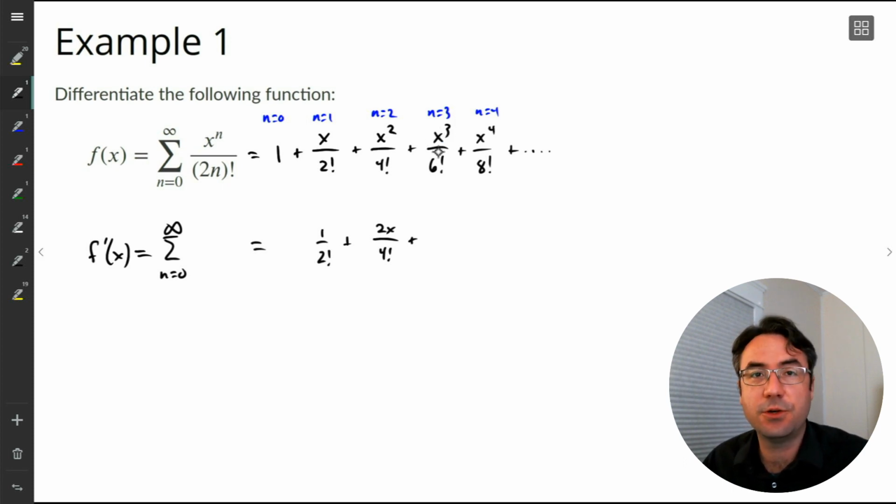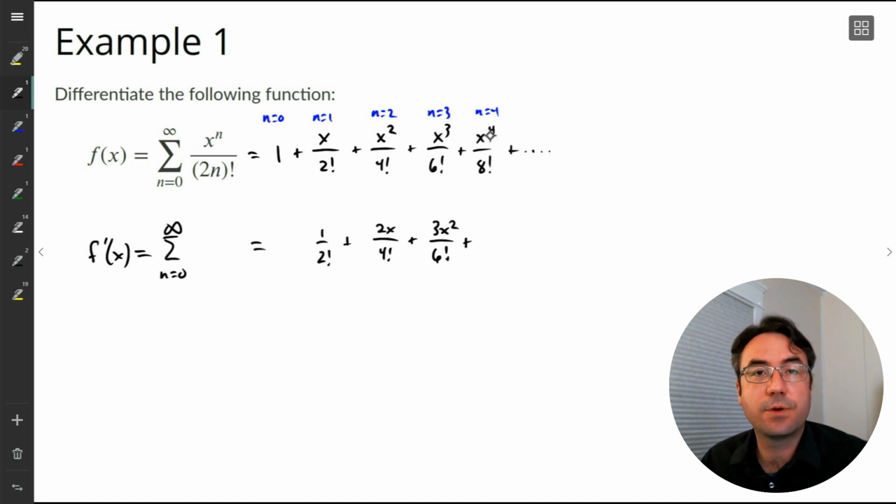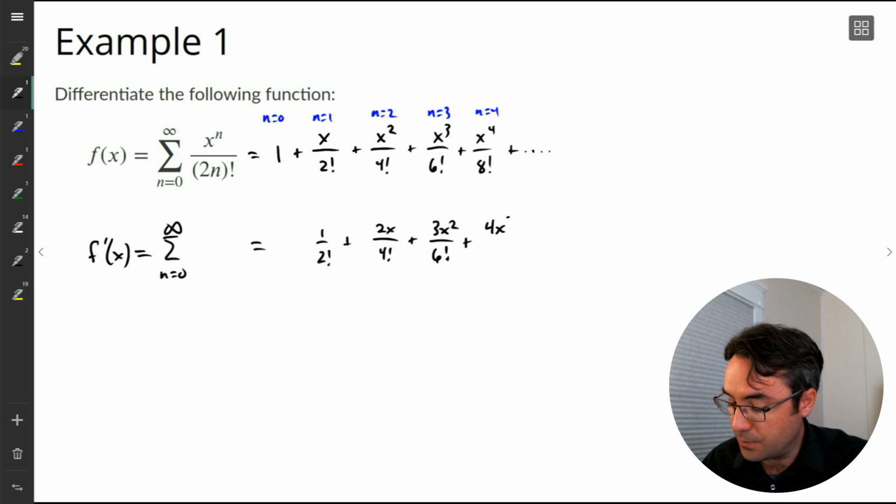So what's the derivative of x cubed? It's not too bad. It's 3x squared, and 6 factorial is just a constant. And then the last one, derivative of x to the 4. What's the derivative of that? Well, it's 4x cubed, and then all over 8 factorial.